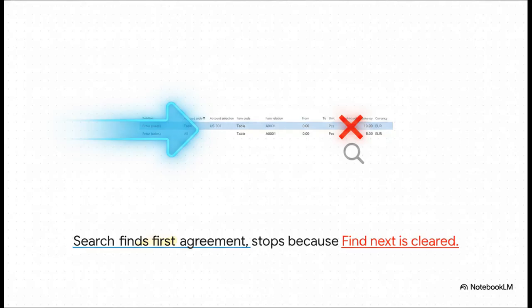Let's actually trace the engine's logic with an example. Say the engine is searching for customer US-001 and item A001. It hits the very first line, which is a valid €10 price. Because that Find Next box is cleared, the search halts immediately. It completely ignores the €8 price sitting right there.